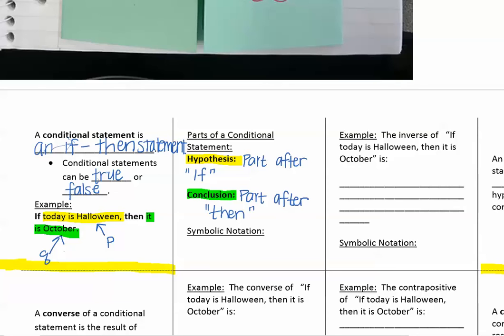So an if-then statement has sort of a direction. If today is Halloween, then we can make the connection that it is October. And so the way that the symbolic notation works is we use an arrow. So P has to happen in order for Q to happen. Okay? For example, in our example about if it's Tuesday, you have basketball practice. Okay? If Tuesday happens, so it's Tuesday, then basketball practice happens, right? One leads to the other. All right, so that's conditional statements.